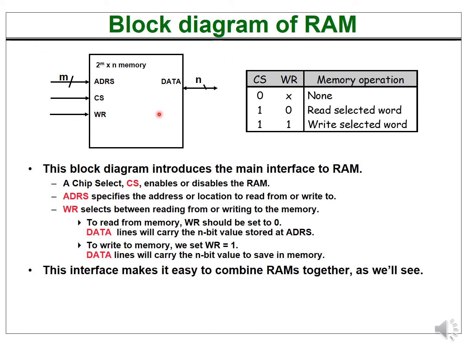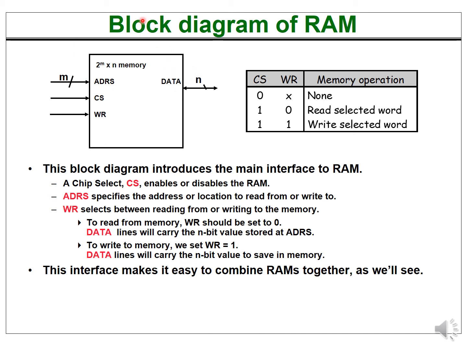This RAM has certain lines in it. Lines means input or output lines. We have the address lines, we have the chip select line, we have the write line, and we have the data lines. Now, let's go through them one by one.